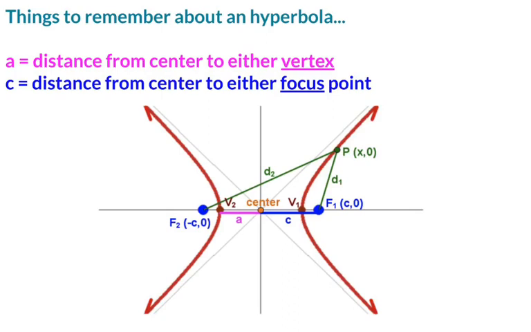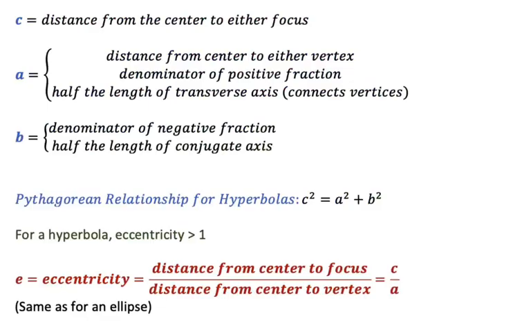However, we're going to see something different. A is going to be shorter than C in a hyperbola. The focal points now in a hyperbola are going to be outside of the vertices. So that was switched in an ellipse. Just something to note there. That means that the Pythagorean relationship is then going to change between A and C and B.